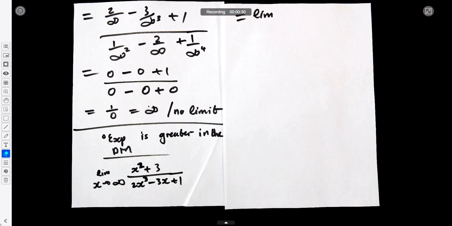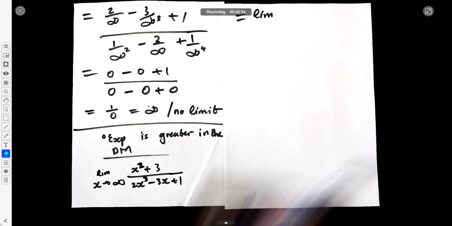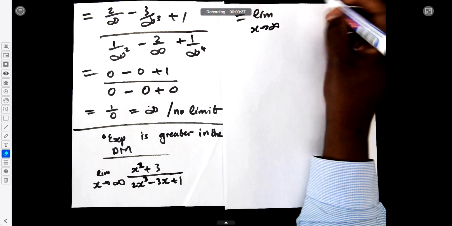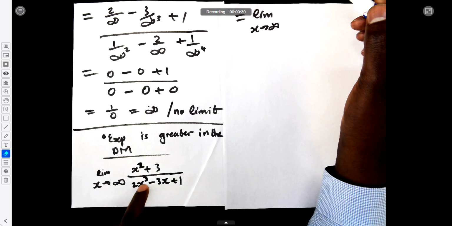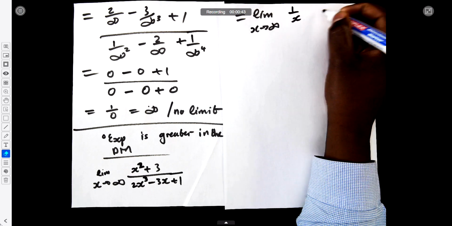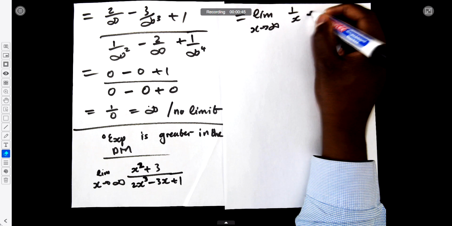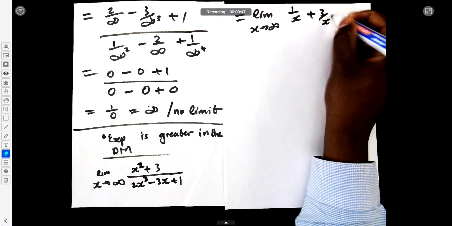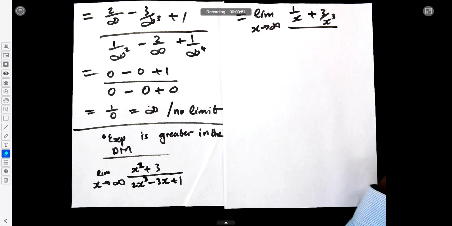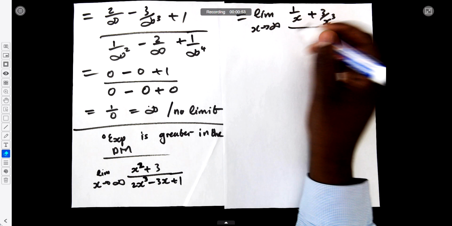So take out the common factor of the highest power, which is x to the power of 3. It will give us this. Or we divide by the highest power because we see the highest power is 3. So we divide x squared by x to the power of 3. Therefore, plus, even this we divide by x to the power of 3. We have taken out the common factor of x to the power of 3.